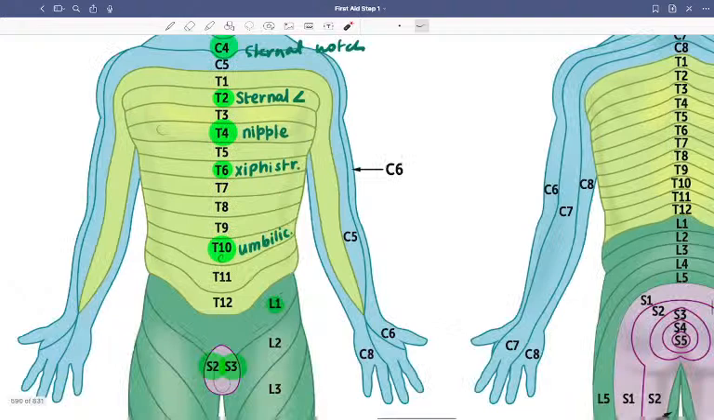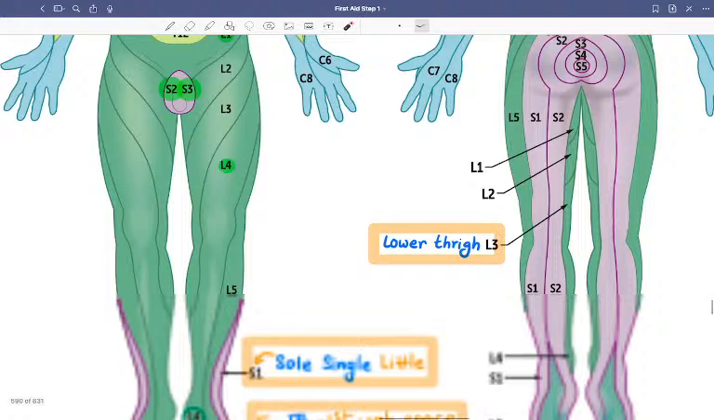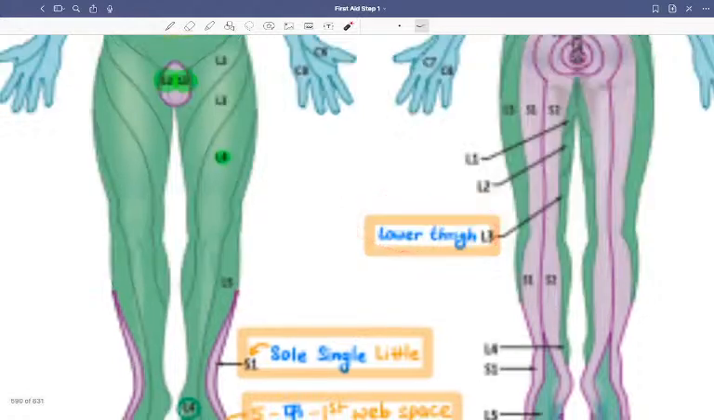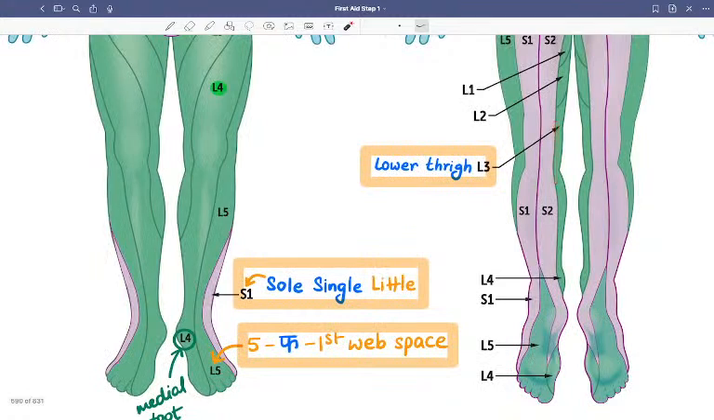S2, S3, S4, that is done. Lower thighs: medially we have L3. L4, this is how it goes. When you say lower thighs, thrice, 3.